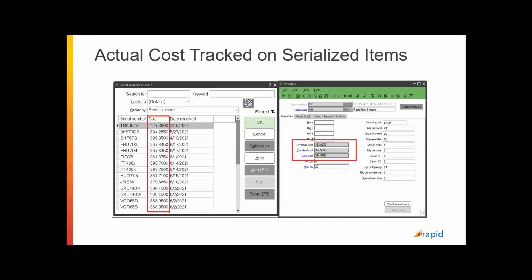Now, go ahead and take a look at the picture on the right. This is what happens when we pull up the same exact item here. You're still going to have a last cost, a standard cost, and an average cost, which, as you can see, is different than the serialized cost. But we're going to get into this screen in just a little bit.